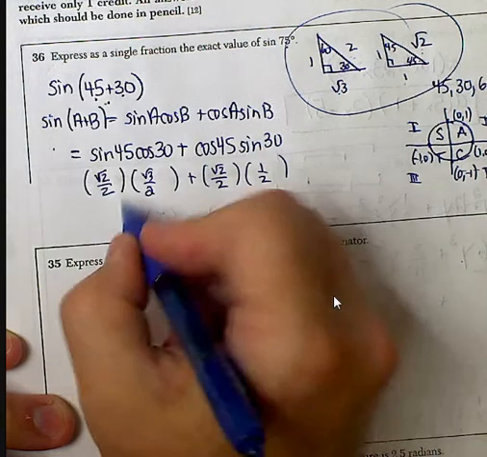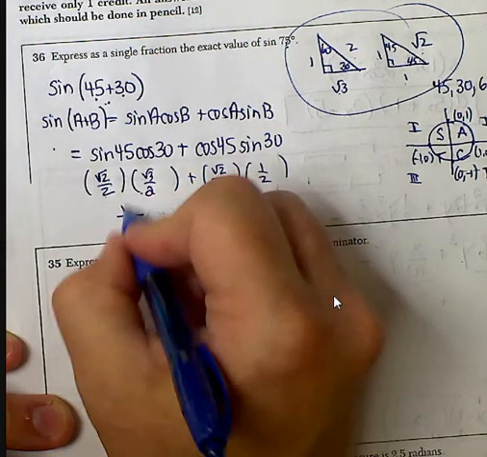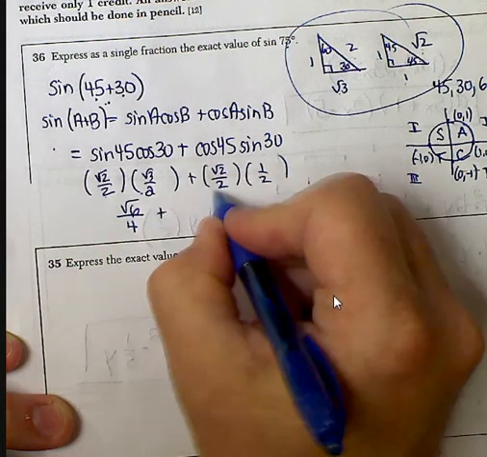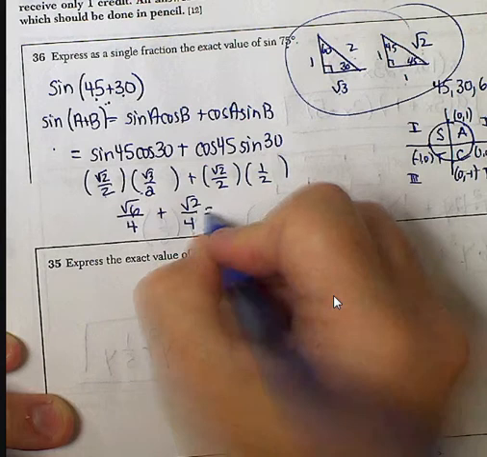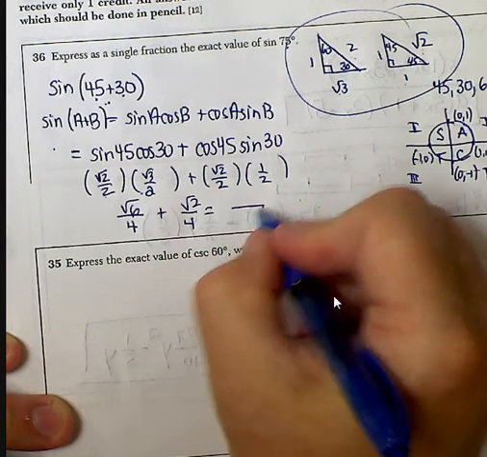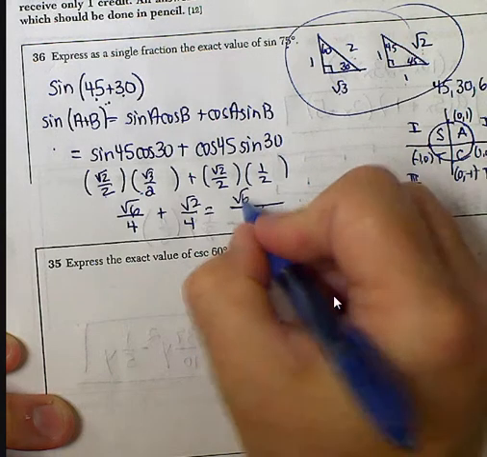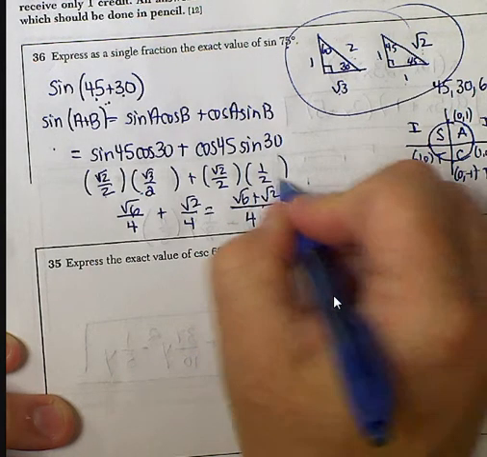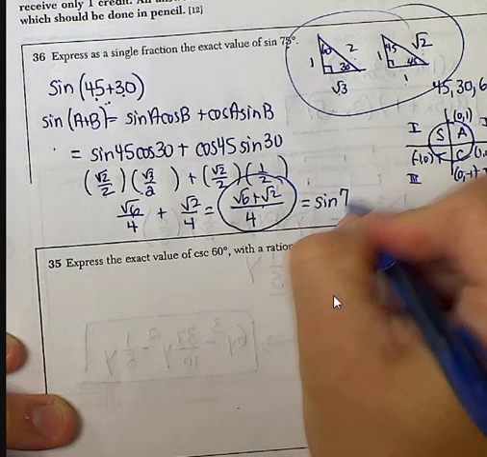We multiply these together by multiplying the denominators together, then the numerators together. Over here, multiplying the denominators together, multiplying the numerators together. And then we want to express this as one fraction. The denominator is the same. The numerator is simply going to be the square root of 6 plus the square root of 2. There's the exact value of the sine of 75 degrees.